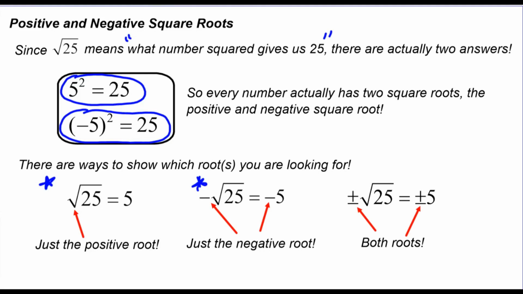And then what if we want both? Well, we indicate that with this little positive-negative symbol here, positive and negative combined. That's asking for both roots. We put that same symbol on our answer, and that positive-negative 5 means both positive 5 and negative 5. It's a short way of saying negative 5 and positive 5. That's what that means when we use that symbol. We're indicating both roots of the number.